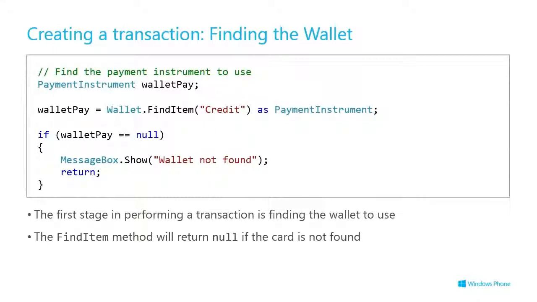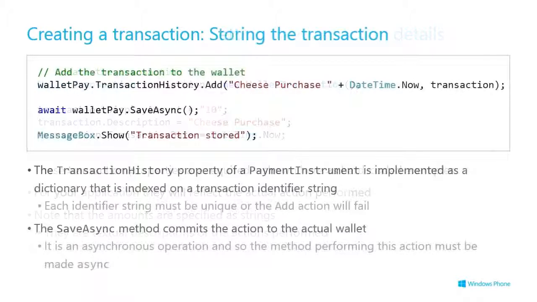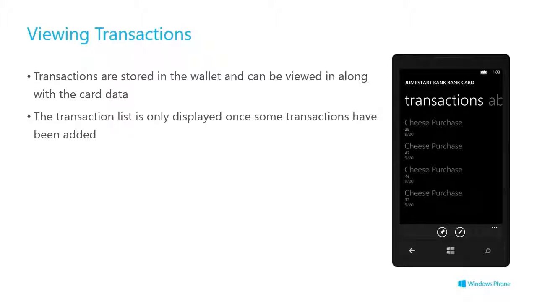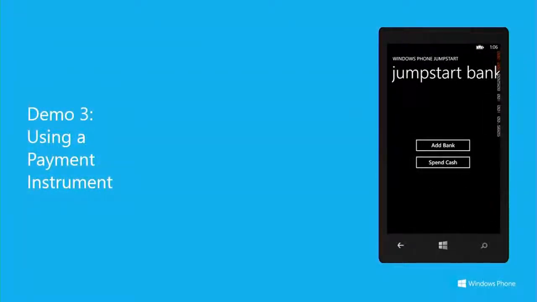So creating a transaction, you've got to find the wallet item first, right? Transactions are attached to a wallet item. So your first stage is to actually go and find that particular wallet item. Then we're going to create a wallet transaction, and you add that to the card. That's easy enough. And then storing it, you add it to the transaction history, and save async. This is pretty simple stuff. And then you can view what you just did. That ends up in the wallet itself. So very quick demo for that.